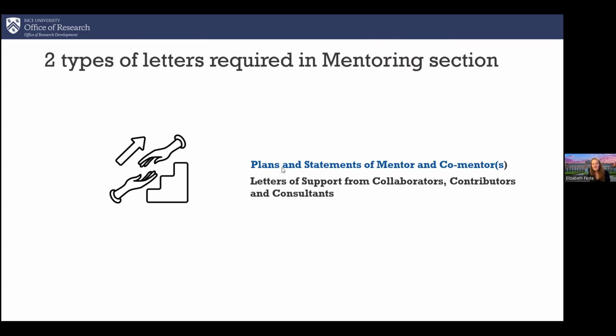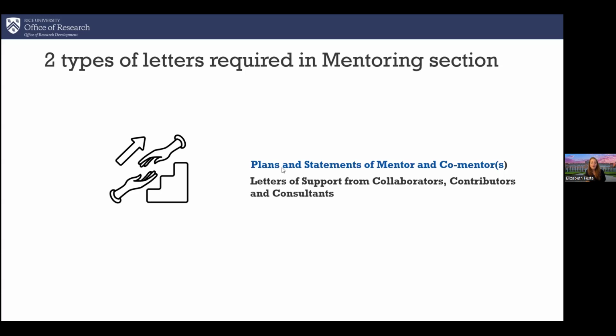So we're looking now at the mentoring section. There are 2 different types of letters that are required. There are letters, plans, and statements from your mentor and your co-mentors. Those are all important. Probably your primary mentor's letter is going to be the longest. You may also have other collaborators on your project, contributors, consultants that don't rise to the level of a mentor, or are not going to be supervising your project, but are providing you with something. We're going to focus on the former.